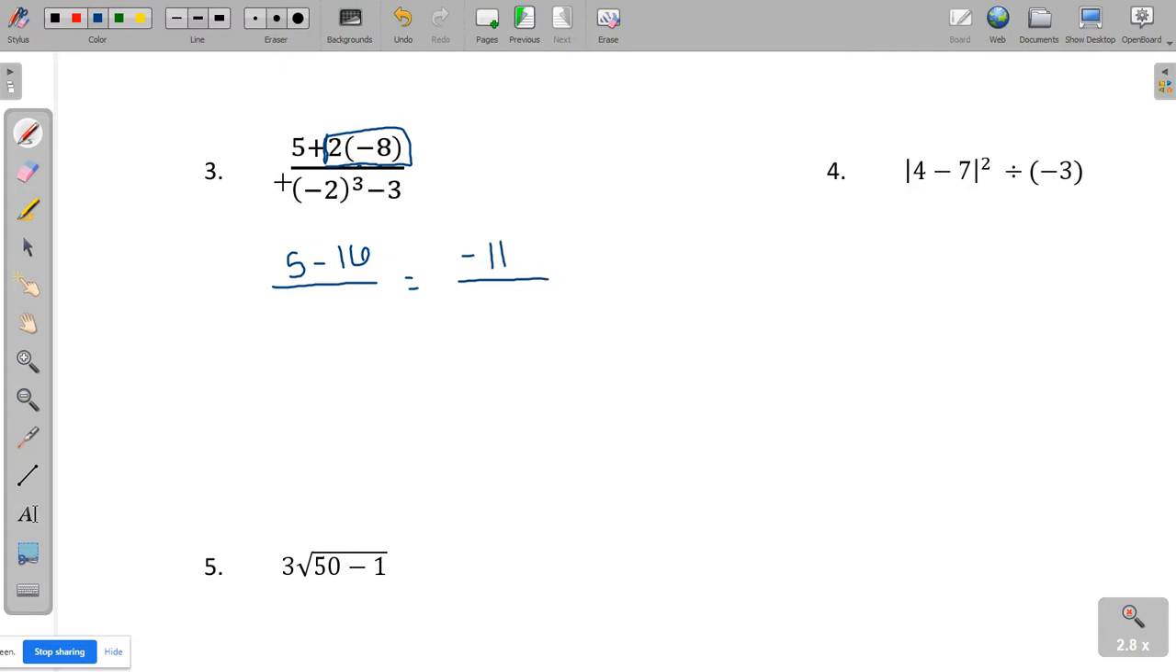Now let's simplify the denominator. We have an exponent, negative 2 to the third. So think of it as negative 2 times negative 2 times negative 2. So we get -2 times -2 is +4. +4 times -2 is -8. We're going to subtract 3 from it. And we get -11. And -11 divided by -11 is +1.